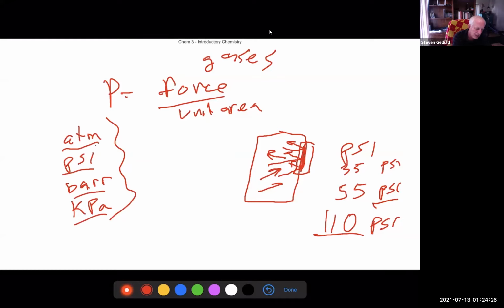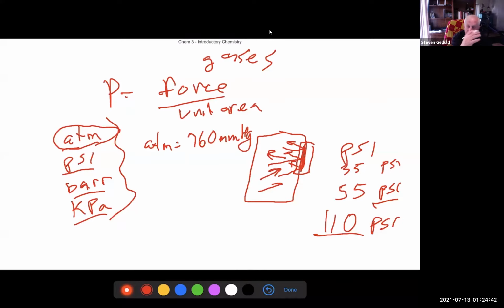The most common unit we use in chemistry is atmospheres. All of our formulas are going to be in atmospheres. One atmosphere is equal to 760 millimeters of mercury. We use millimeters of mercury in measuring blood pressure, just how much force it takes to push up 1 millimeter of mercury. So one atmosphere is sea level, and it's equal to 760 millimeters of mercury. And you can do the conversions. We've done all the other types of conversions.